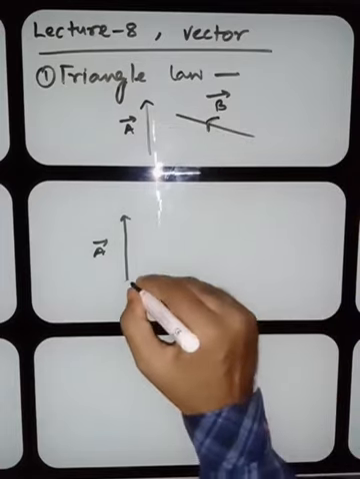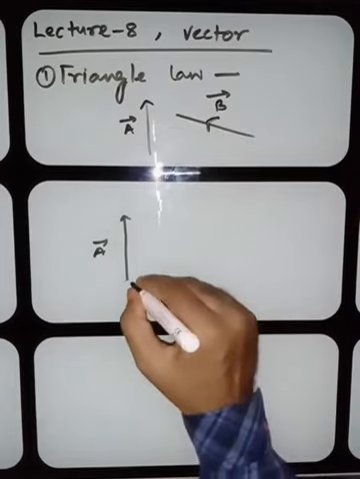If two vectors are represented by any two adjacent sides of a parallelogram, then either diagonal will represent the resultant of those two vectors. This is the first part of the statement, and the second: all the three vectors, that is two vectors and one resultant, must originate from the same point. You have to place the two vectors and the resultant in such a way that all three originate from the same point. Okay, this is a very simple parallelogram law.